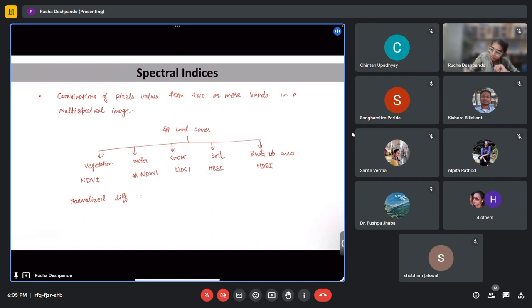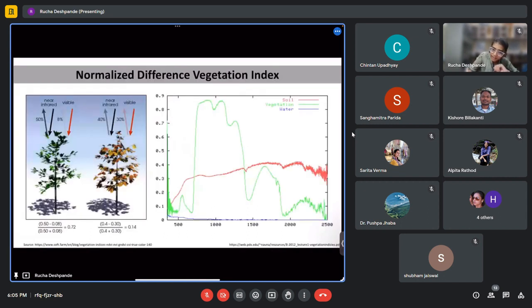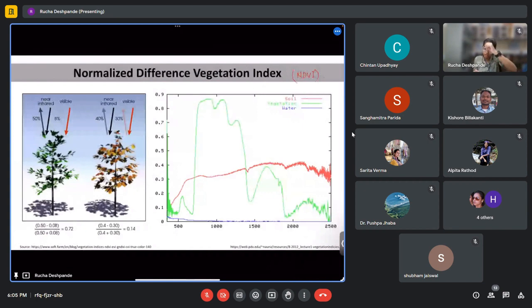So first is the normalized difference vegetation index, or NDVI as we know it. There has been the need to monitor vegetation consistently through time, and that includes various purposes like monitoring agriculture or monitoring the forest cover, or there could be wetlands or manicured urban vegetation and so on. So for that, this index has been generated, which uses the spectral characteristics of vegetation.